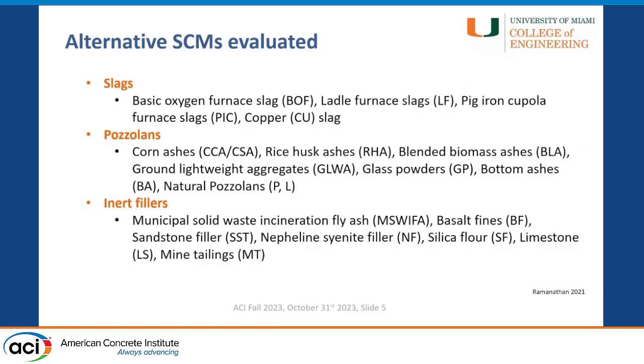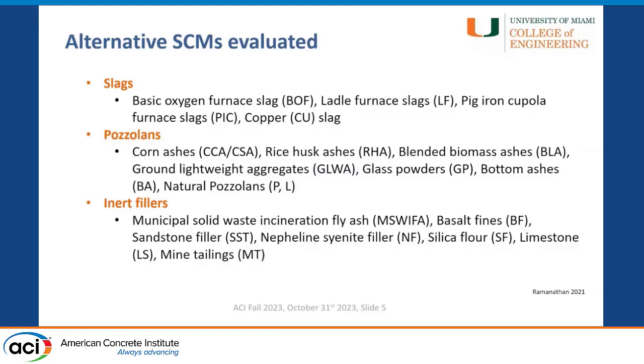So we had a bunch of slags, steel slags basically. We had the basic oxygen furnace slag, the ladle furnace slag. We also had pig iron cupola slags and copper slags. So I have to thank the MIT Sustainability Hub, Elsa Olivetti, for supplying these materials at some point during my PhD. Then we have pozzolans. So we had corn ashes, rice husk ashes, a bunch of biomass ashes, ground lightweight aggregates. We also had glass powders, bottom ashes, and some natural pozzolans.